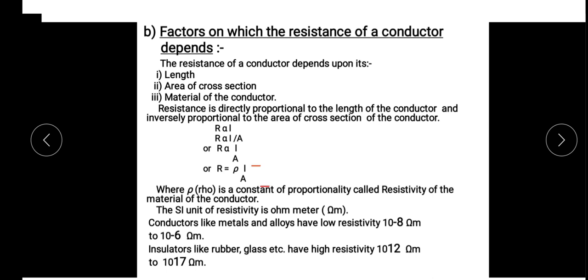Conductors like metals and alloys have low resistivity, that is 10 raised to minus 8 ohm meter to 10 raised to minus 6 ohm meter. Note the points. Conductors like metals and alloys have low resistivity, 10 raised to minus 8 ohm meter to 10 raised to minus 6 ohm meter. Then insulators like rubber, glass, etc. have high resistivity, 10 raised to 12 ohm meter to 10 raised to 17 ohm meter.